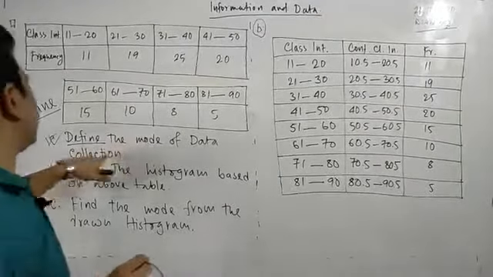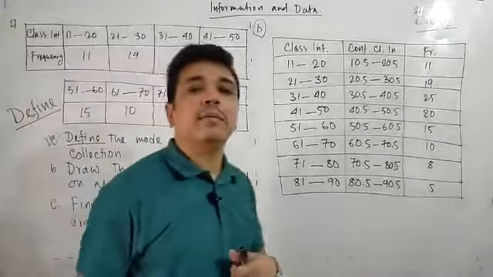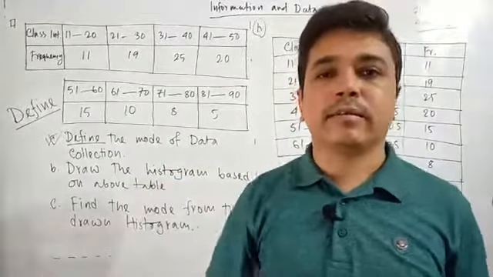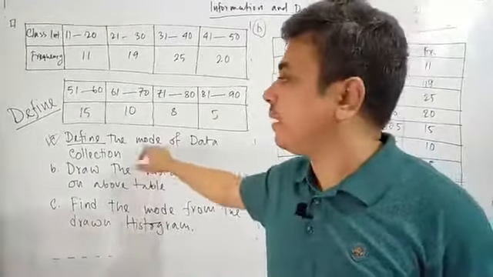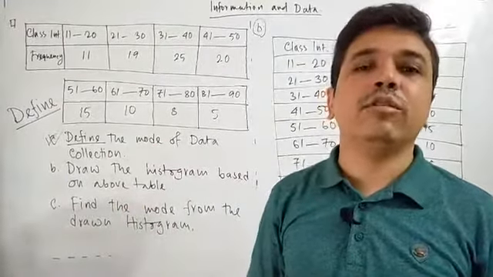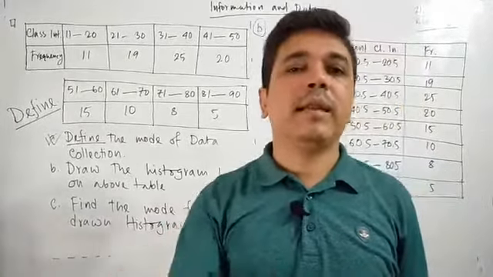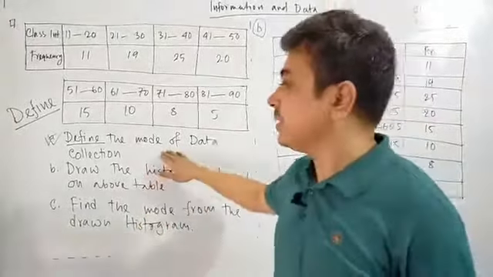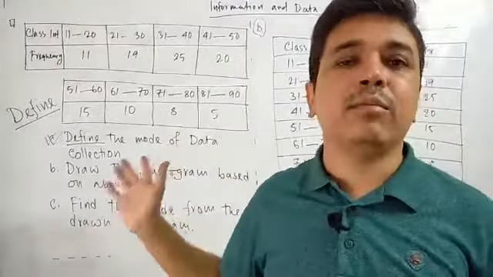ডিফাইন দ্য মুড অফ দ্য ডেটা কালেকশন। মুড কি? যে ম্যাক্সিমাম রিপিটেড নাম্বারটাই তো মুড। ওটা এক লাইন লিখলেই ইউ উইল গেট 2 মার্কস। ওকে, এটা বুঝার কিছু নাই। মুড হচ্ছে the maximum repeated number of the data set is called mode. Okay, maximum repeated number. That is why I didn't write in the board.